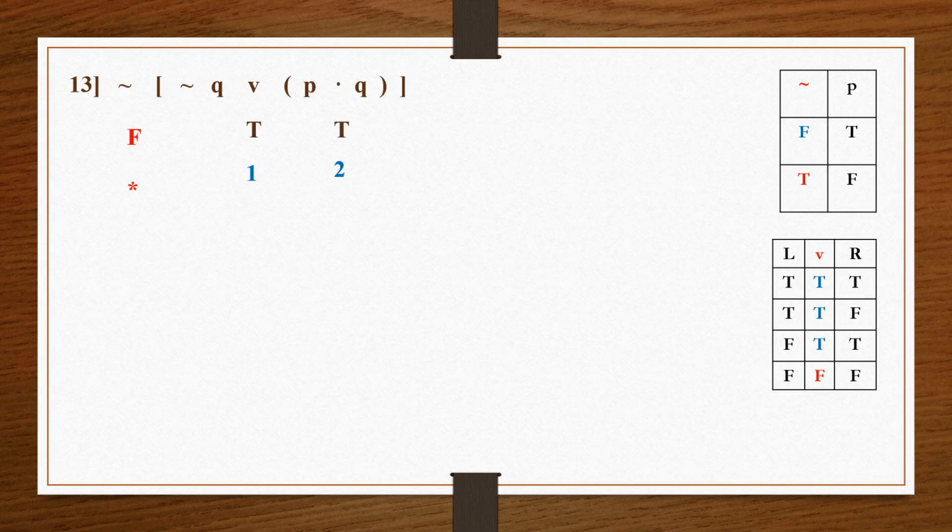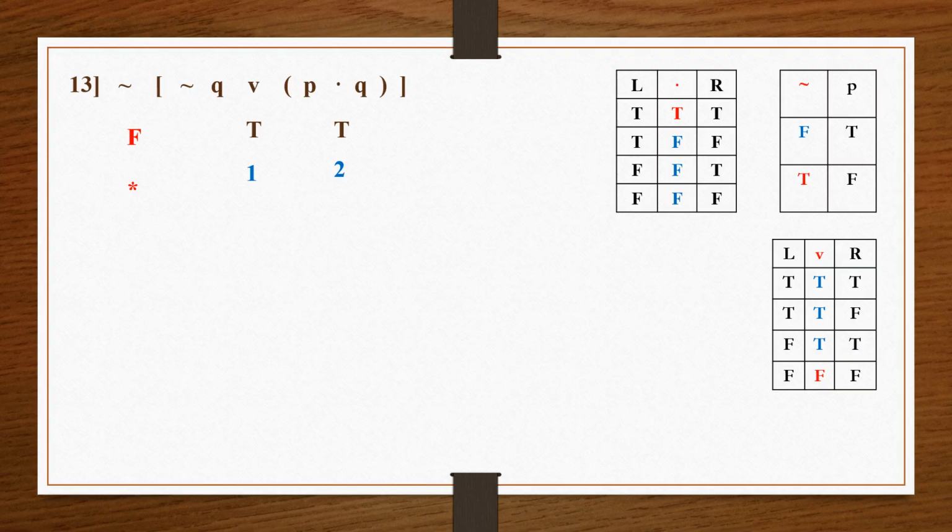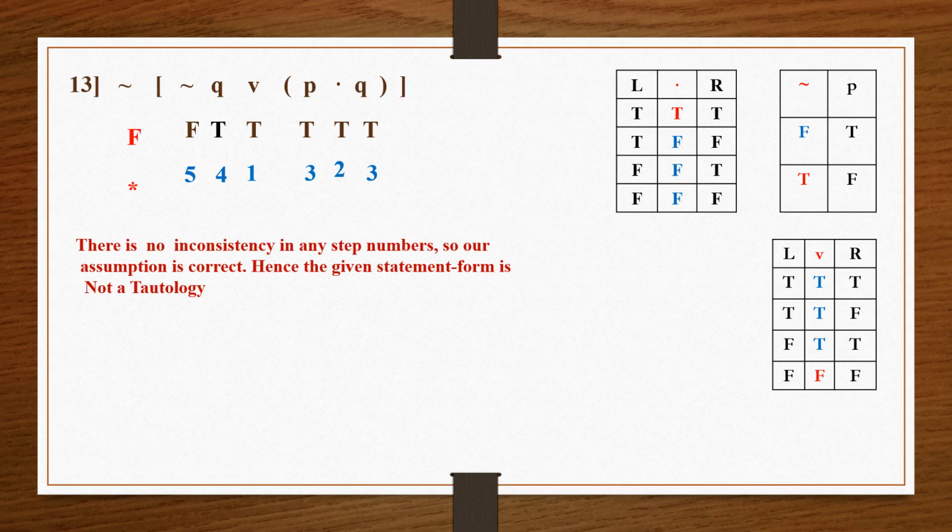This is 2. When is conjunction true? Conjunction is true only under one possibility, when both the conjuncts are true. So below P we write true and below Q we write true and number it as 3 and 3, sorry, you are applying the rule, so 3 and 3 you will get. And now since Q is true, we'll write Q's value and write 4, and since Q is true, then negation of that will be false, so that is the fifth step. And now you check whether there is any inconsistency. There is no inconsistency in this step, so the given statement form is not a tautology.